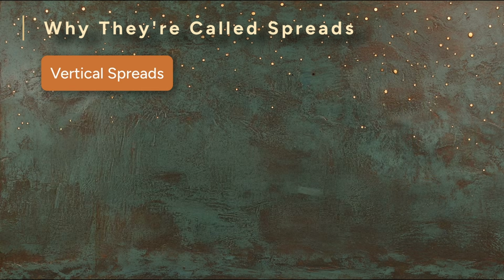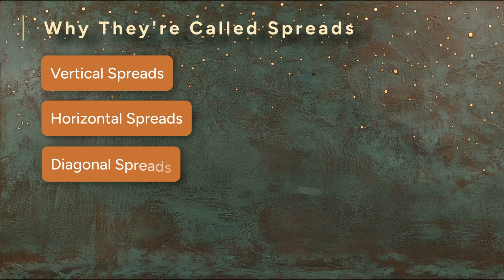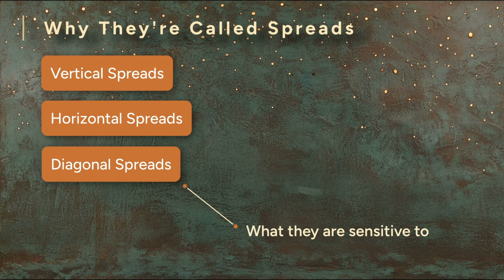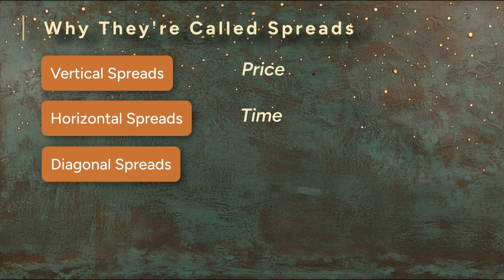Those names, vertical, horizontal, diagonal, stuck around. They describe how the two options would have lined up on that old grid, but they also help you understand what each spread is sensitive to. Vertical spreads are about price, horizontal spreads are about time, and diagonal spreads involve both.